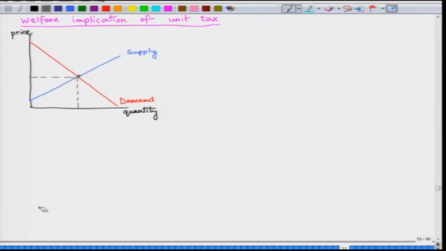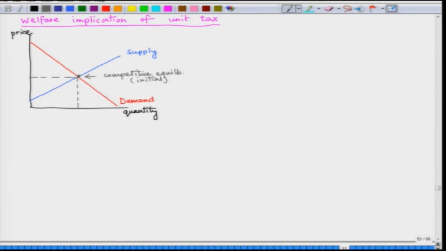Now, revisit our original perfectly competitive market equilibrium diagram and see the welfare implications of unit tax imposition. So, of course, the intersection of demand and supply in this diagram is basically my competitive equilibrium, which is my initial position, and then there is the unit tax imposition from the government side.